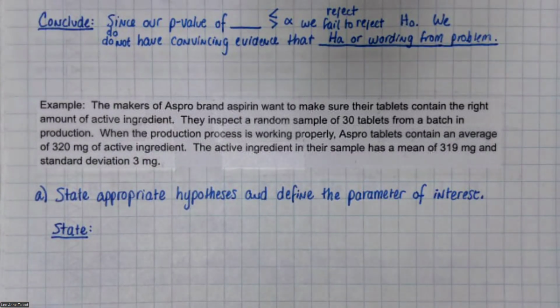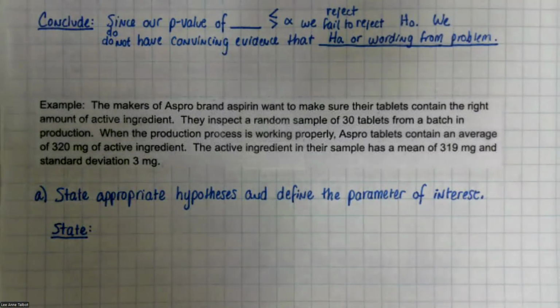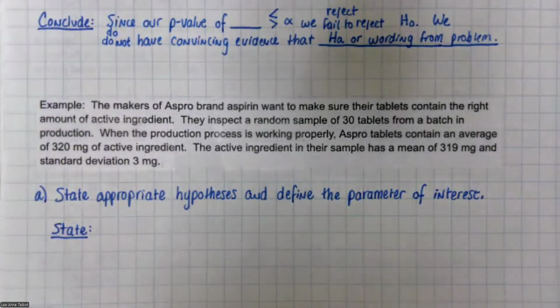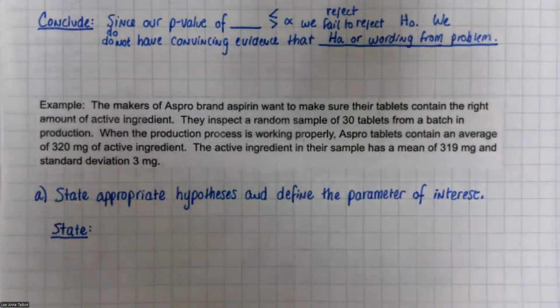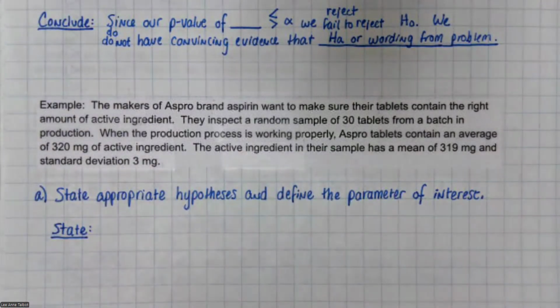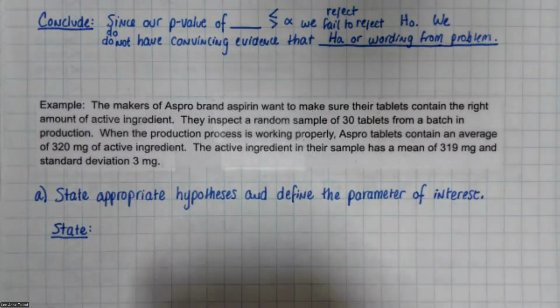The makers of Aspro brand aspirin want to make sure their tablets contain the right amount of active ingredient. They inspect a random sample of 30. Yes! Are you excited that it's 30? I'm excited that it's 30. Tablets from a batch in production. When the production process is working properly, Aspro tablets contain an average of 320 milligrams of active ingredient. The active ingredient in their sample has a mean of 319 and a standard deviation of 3.